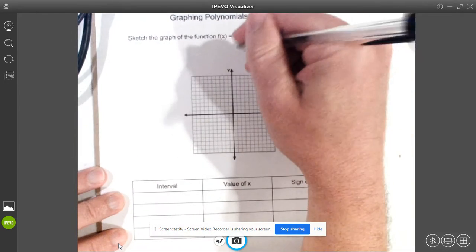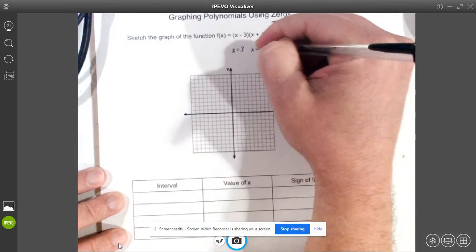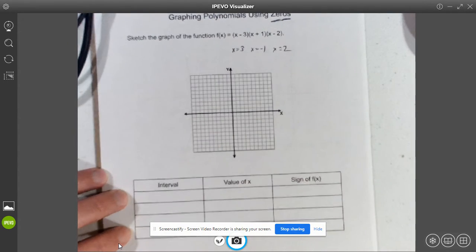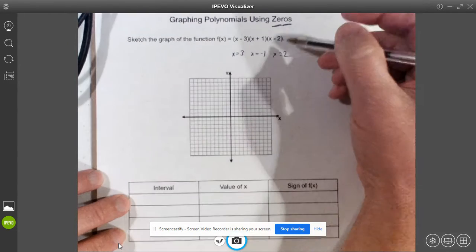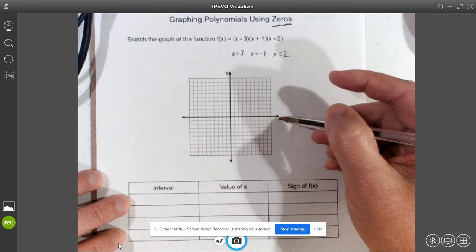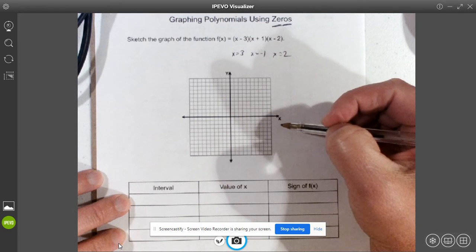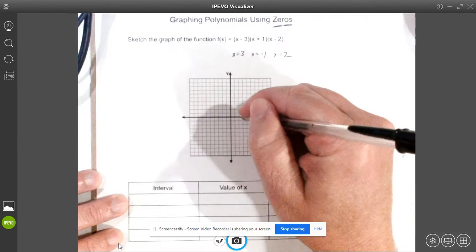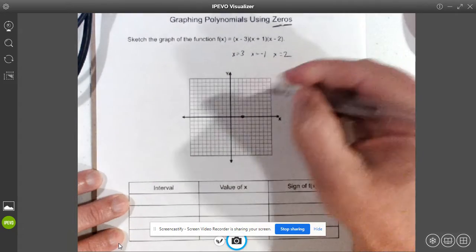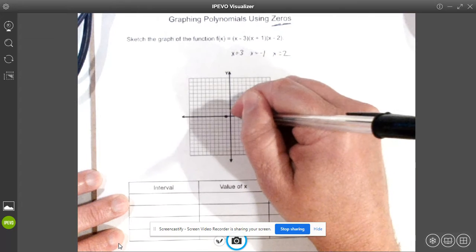So I can see one of my zeros is at x equals 3. Another one is at x equals negative 1. And then another zero is at x equals positive 2. All right? So I know those are zeros of this function, which also tells me that these are x-intercepts. These are points where this line goes through the x-axis. So I'm going to go ahead and plot those things. So there's x equals 3. Here's x equals negative 1. And here's x equals 2.